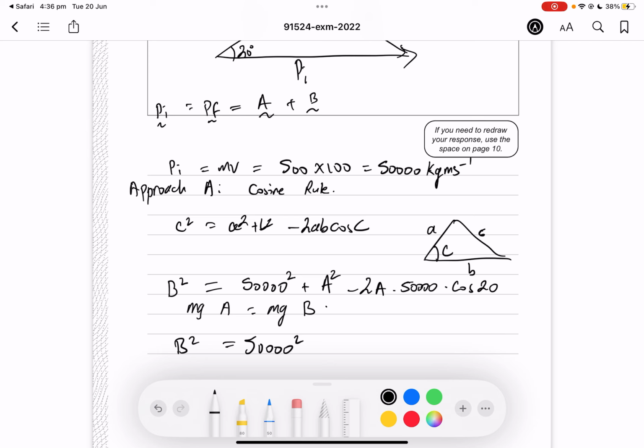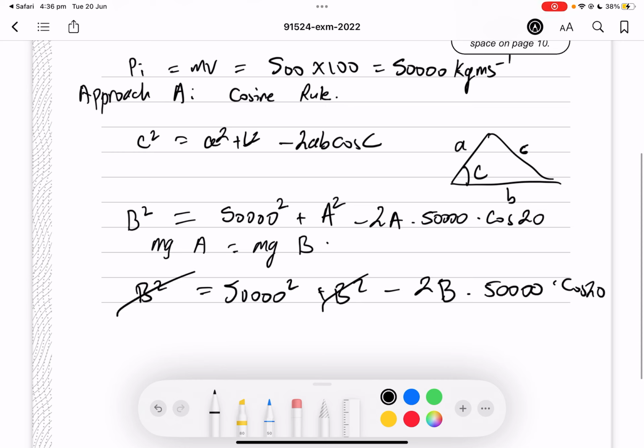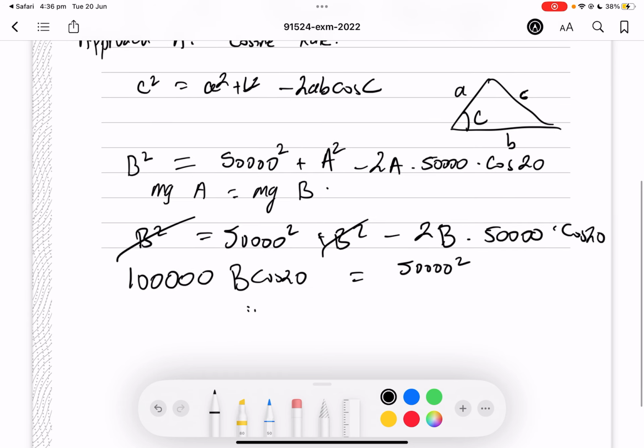So B squared equals 50,000 squared plus another B squared minus 2B times 50,000 times cos of 20. Okay, that cancels out. So we have 100,000 times B cos of 20 equals 50,000 squared. Therefore, B equals 50,000 squared divided by 100,000 cosine of 20. And that would be the momentum of B. So that would be that component there.